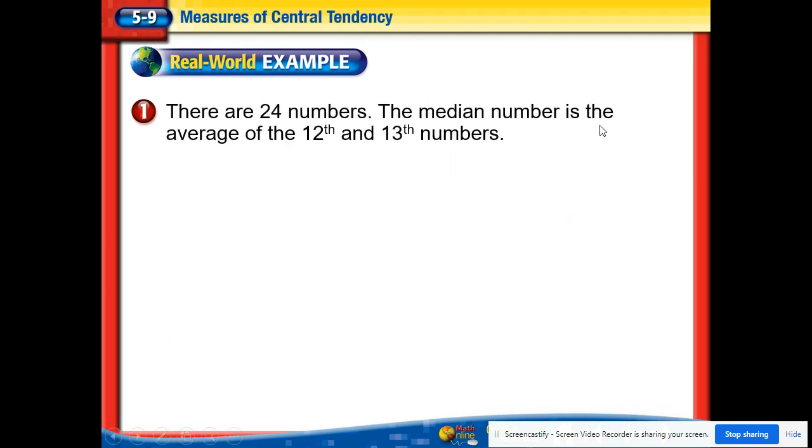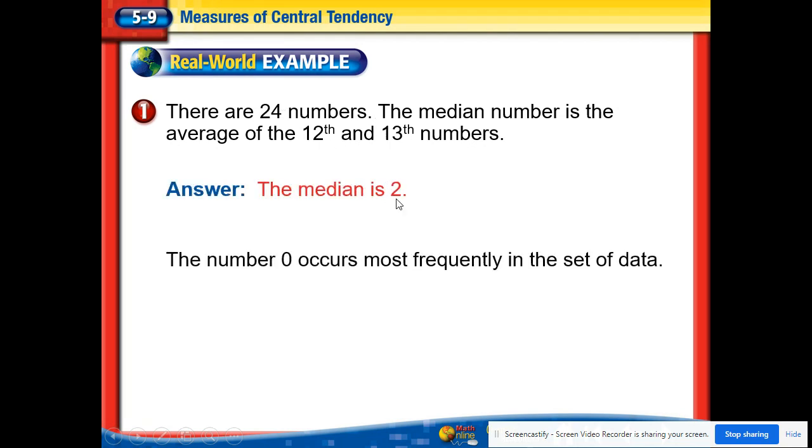All right, median, we do have to go ahead and order them from least to greatest. So if we have 24 numbers, it's between the 12th and 13th. This is even, so we should have 2 numbers again. Well, 12 and 13 are both 2, so the median has to be 2.